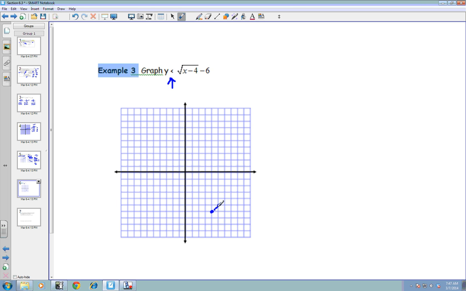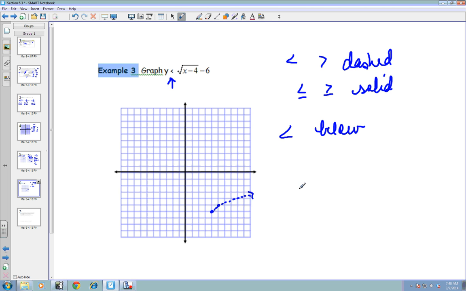This is going to be a dashed line. Remember, less than or greater than is dashed. If it has the equal to sign, that would mean it's a solid. And since it's less than, I'm going to shade below. If it were greater than, you're going to shade above. So shade below would look like this.